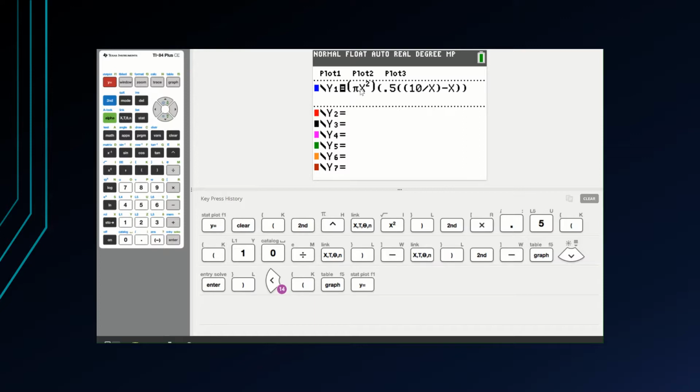I put in parentheses the pi r squared using x for r, and then I put in another parentheses and embedded in it a second parenthesis, or actually two parentheses. So I got 1/2 times 10 minus x, and notice I put the 10 divided by x in parentheses, minus x, remembering again now, I'm substituting x for r, and then I'm going to go to the graph screen.